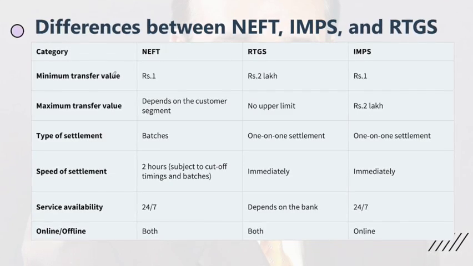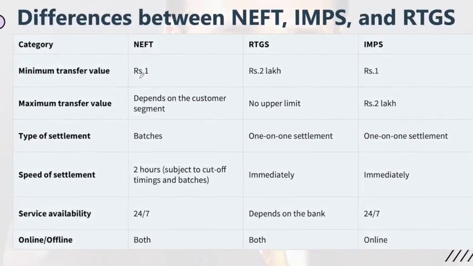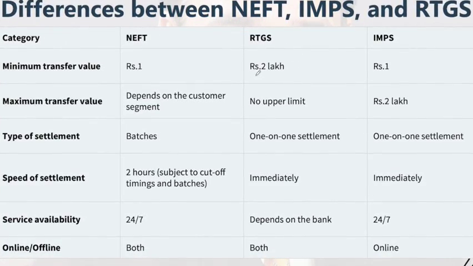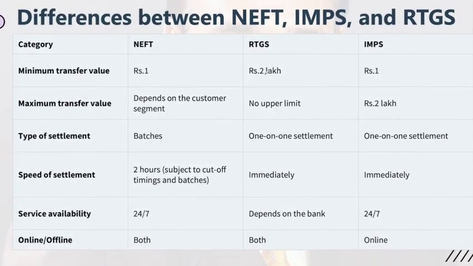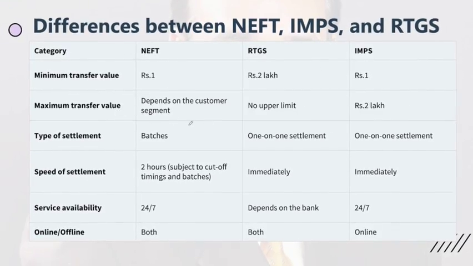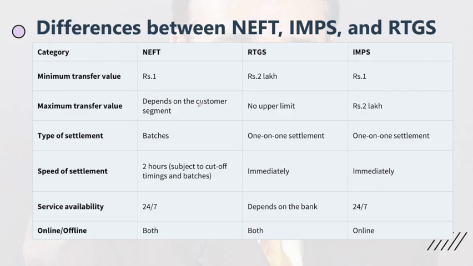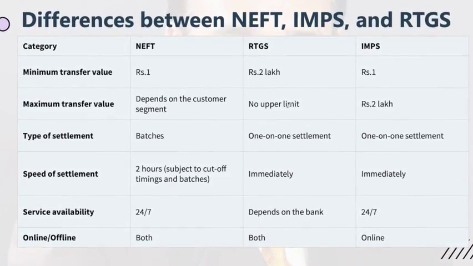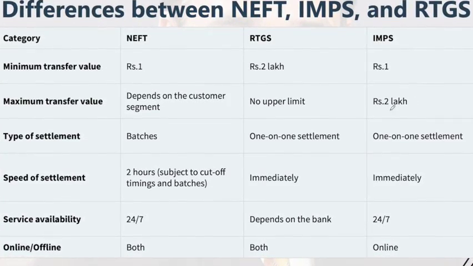In NEFT, the minimum transfer value is ₹1. Even ₹1 you can transfer. But in RTGS, you cannot use RTGS if the amount is less than 2 lakh. In IMPS again you can send even ₹1. Maximum transfer value depends on the customer segment, that is, what type of customer you are. This will be decided by the bank which is giving you this facility. In RTGS there is no upper limit. In IMPS there is a limit and it is ₹2 lakh.